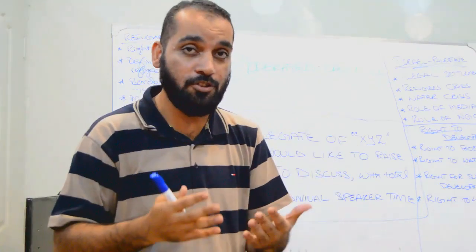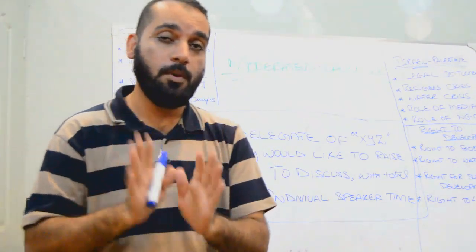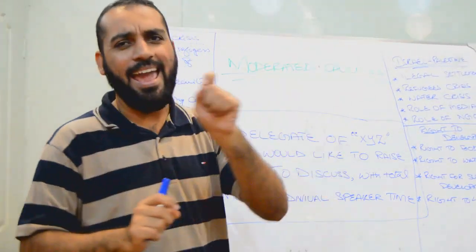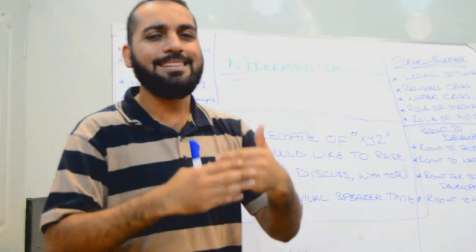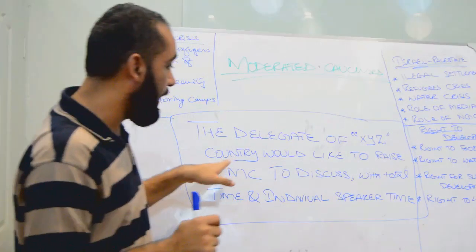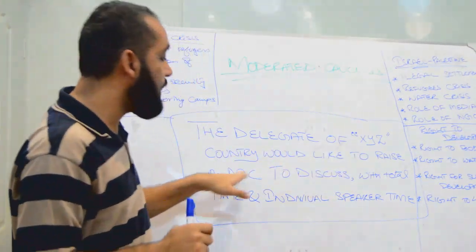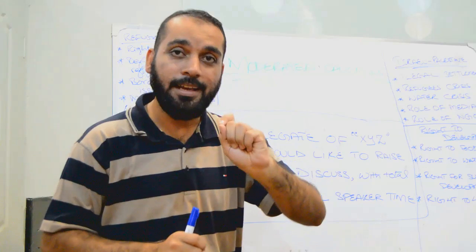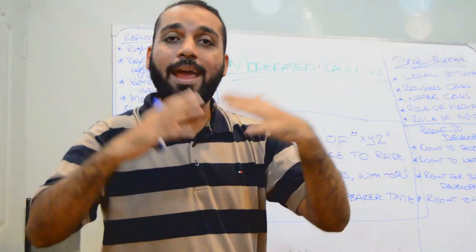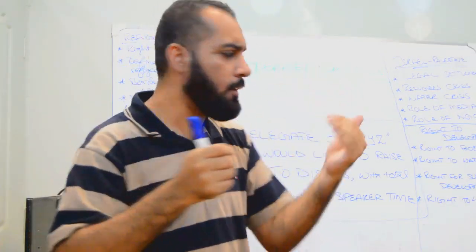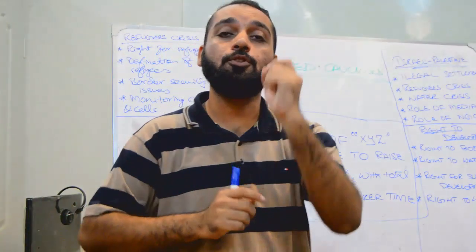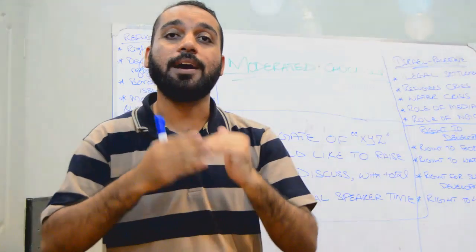So what is the terminology behind it? The terminology for raising the moderated caucus will be: the delegate of XYZ country, let's say for instance the delegate of USA, would like to raise a moderated caucus. Starting again, the delegate of the United States of America would like to raise a moderated caucus to discuss, let's say, the water crisis. And then you have to specify the parameters.